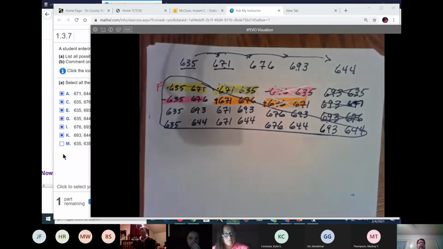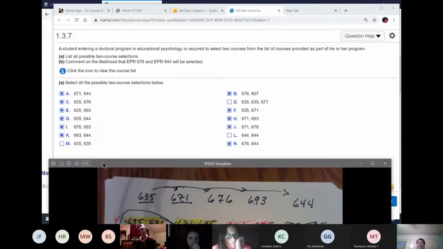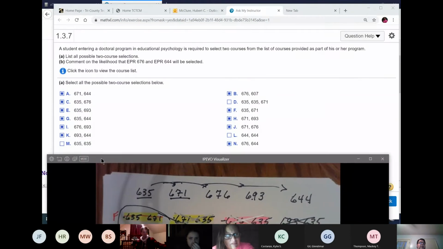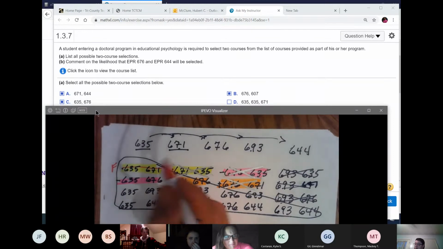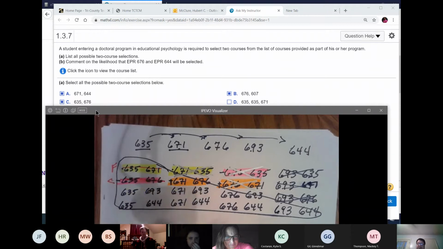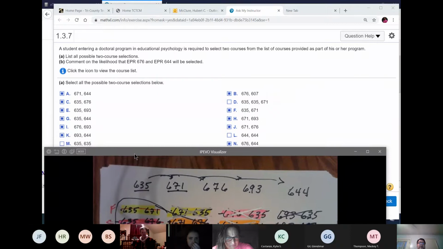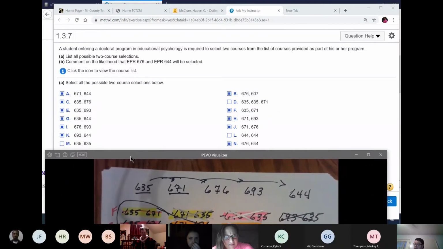Okay. 635, 676. Somebody tell me where you see it. C. Thank you. I think that's what it says. It's kind of small. Okay. That's C. 635, 693. E, thank you. 635, 644. G.